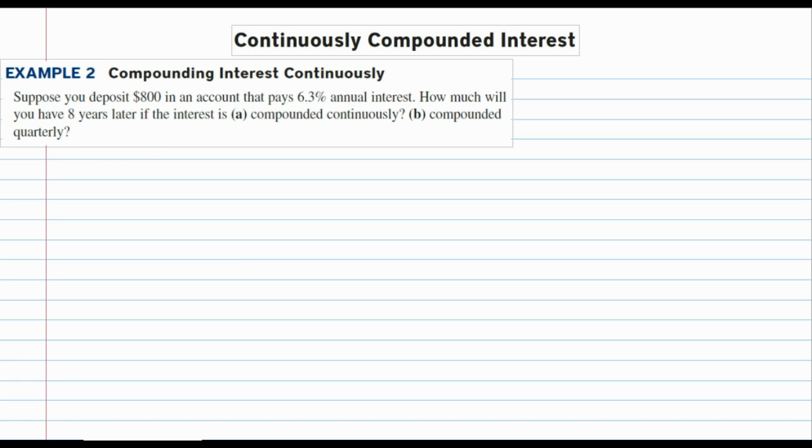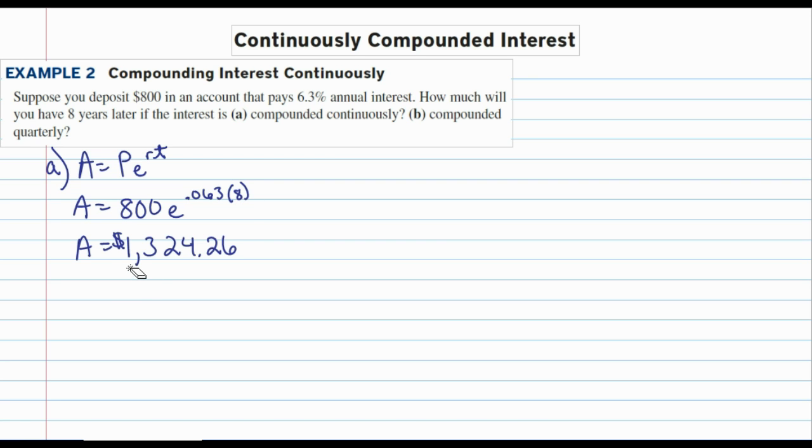Well, compounding continuously is A equals PE to the RT, or your book is using A equals Y sub 0 E to the KT. Same thing. So our initial amount of money that we're investing is $800. The rate is 6.3%, and that's for 8 years. So the final amount of money I will have is $1,324.26.